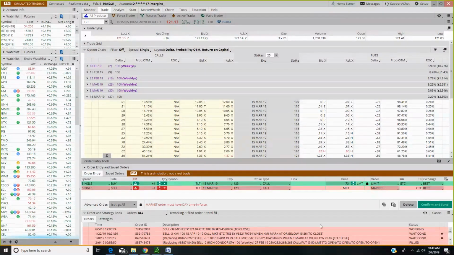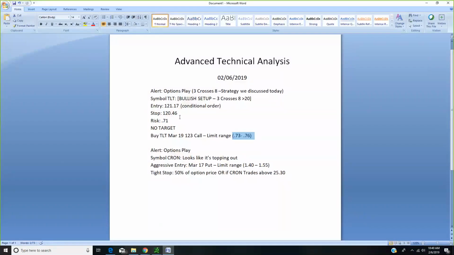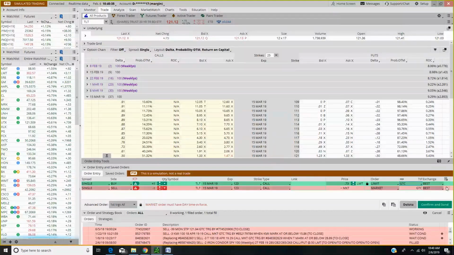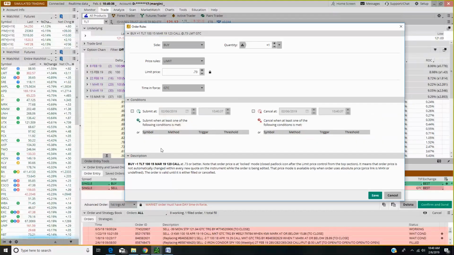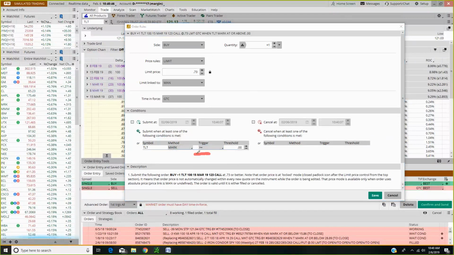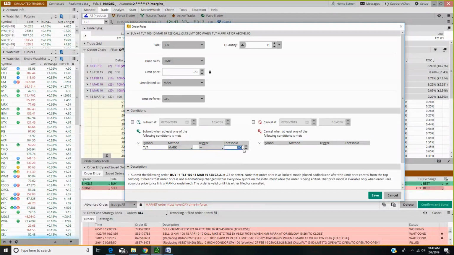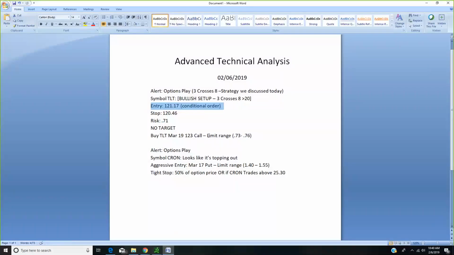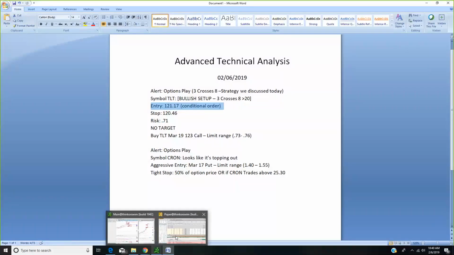Now, that's how you type in the alert. But then there's this part right here. Conditional order. You have to add a condition. 121.17, here's how you do it. You go right here to this wheel. And then you're going to click right here. Method, mark, at or above. That's your condition. What was our condition? Our condition was 121.17. Let me just double check that. 121.17, okay? So that's how you do that.